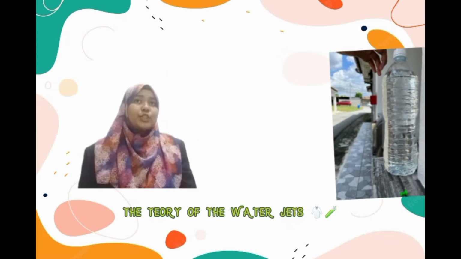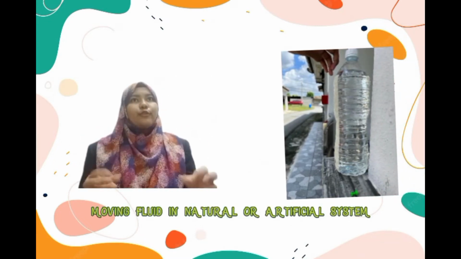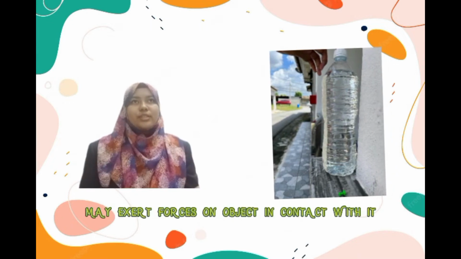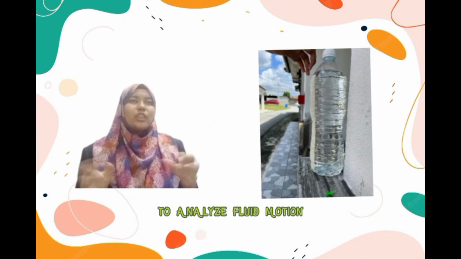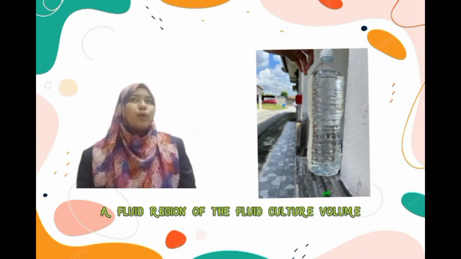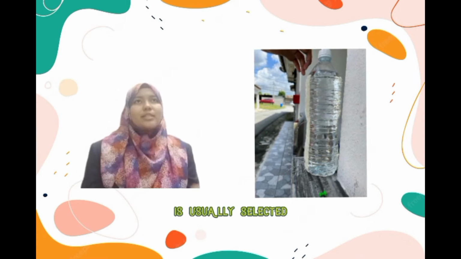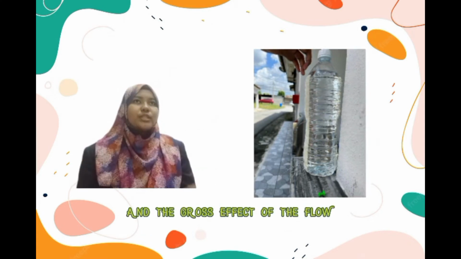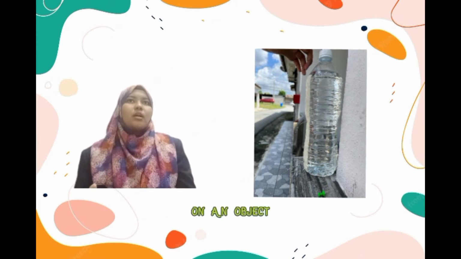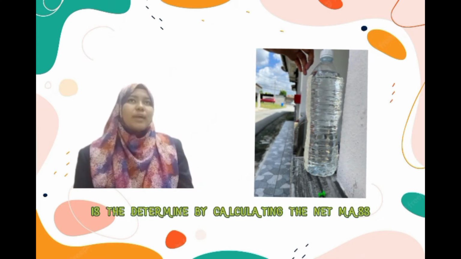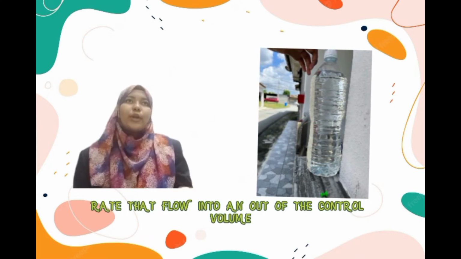The theory of the water jets experiment: moving fluids in natural or artificial systems may exert force on objects in contact with them. To analyze fluid motion, a finite region of the fluid, the control volume, is usually selected, and the net effect of the flow, such as its force or thrust on an object, is determined by calculating the net mass rate that flows into and out of the control volume.